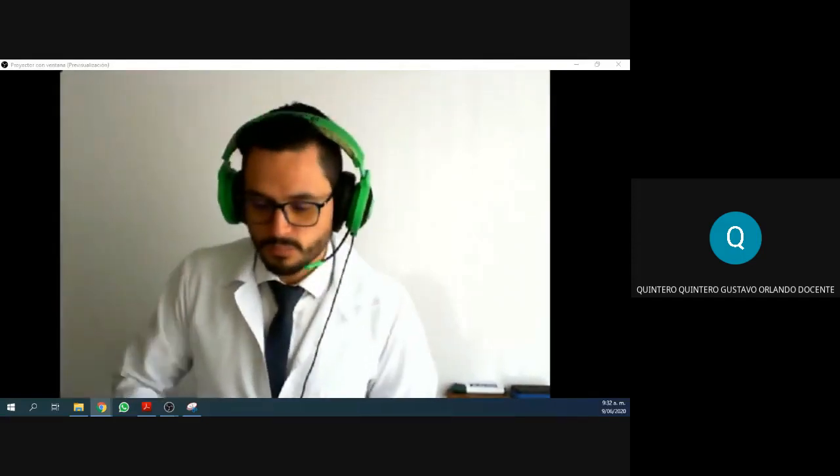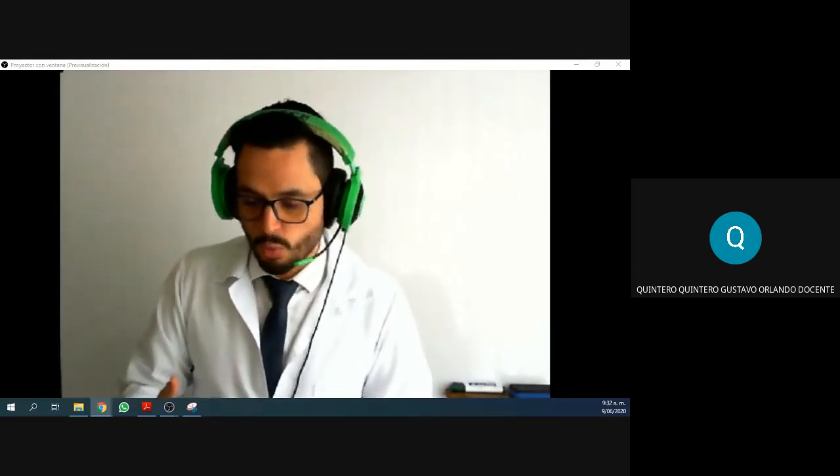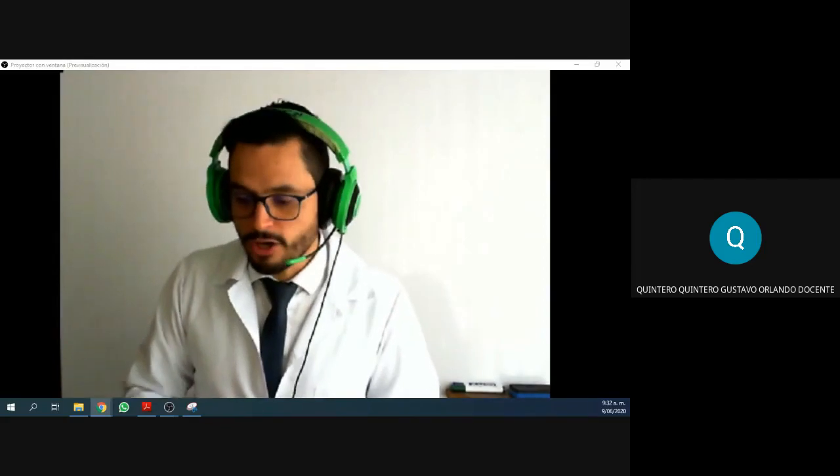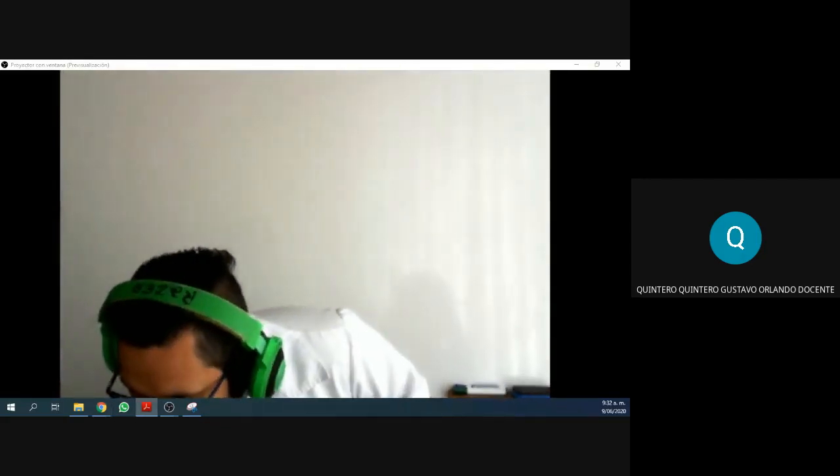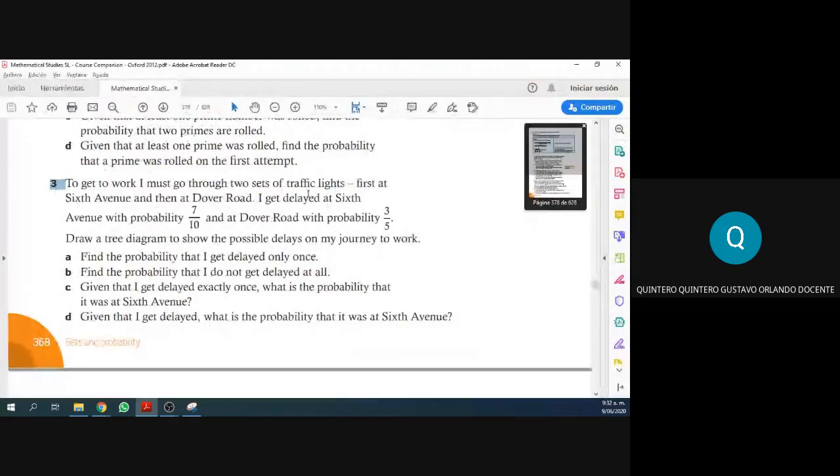Everybody. Now, we have two possibilities when going to work, right? If we go, this is the question, right? If we go to work through 6th Avenue, things will happen. And if we take Dover Road instead, things will happen. All right? So let's create a tree diagram for this. And I'm going to write down the probabilities later, after I have all the rows.